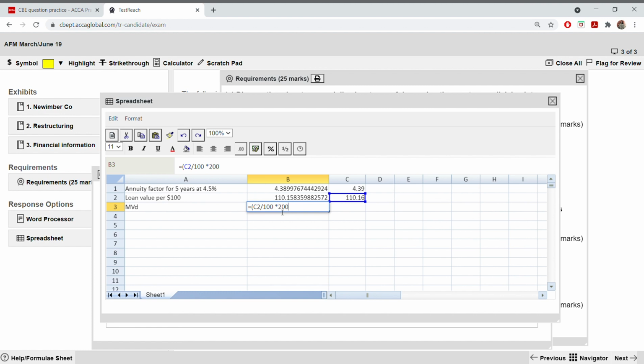Don't do it the other way around. I have seen some students do 200 divided by 100 multiplied by this rate. No, this is the price per 100. That means for one, it will be 110.16 divided by 100. That's why we are dividing by 100, to find the price of one loan. And how many loans do we have? 200 million loans. That's why we are multiplying by 200 loans. This is the logic behind this.